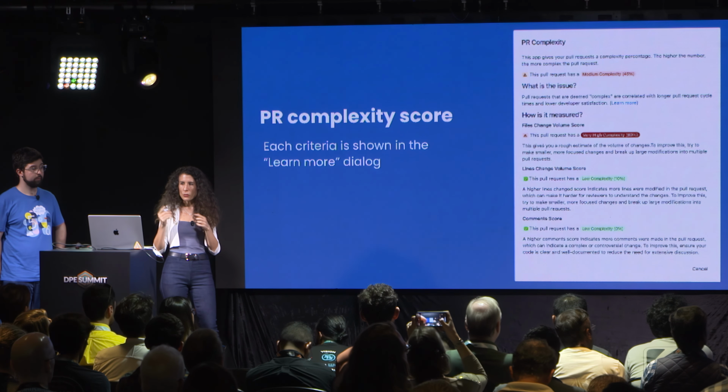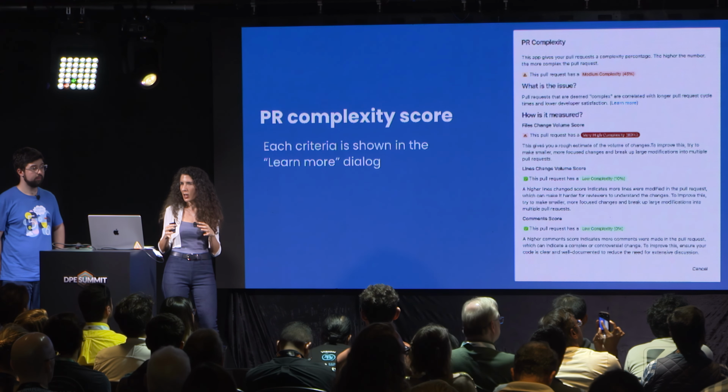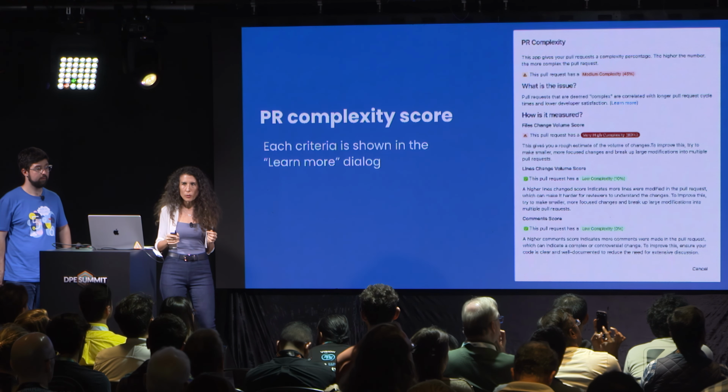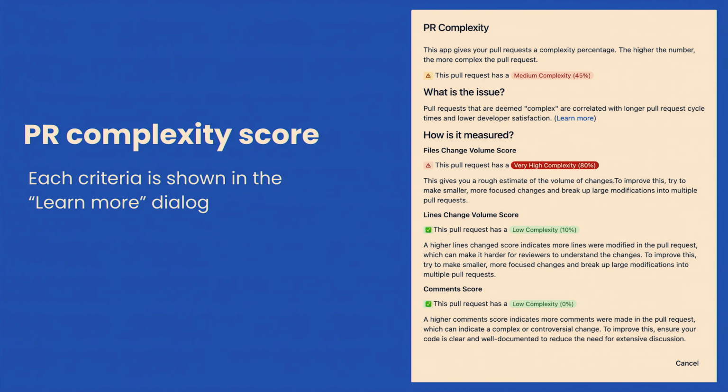The values that we are showing are all calculated by the app based on the change set and the comments of the PR that is currently open on the screen. So in this dialogue, you can see the contribution of each criteria to the score, and this can help to further understand how to simplify it. And so, for example, we see that in this PR, the most contributing factor is the high number of modified files, which is highlighted with that red lozenge.